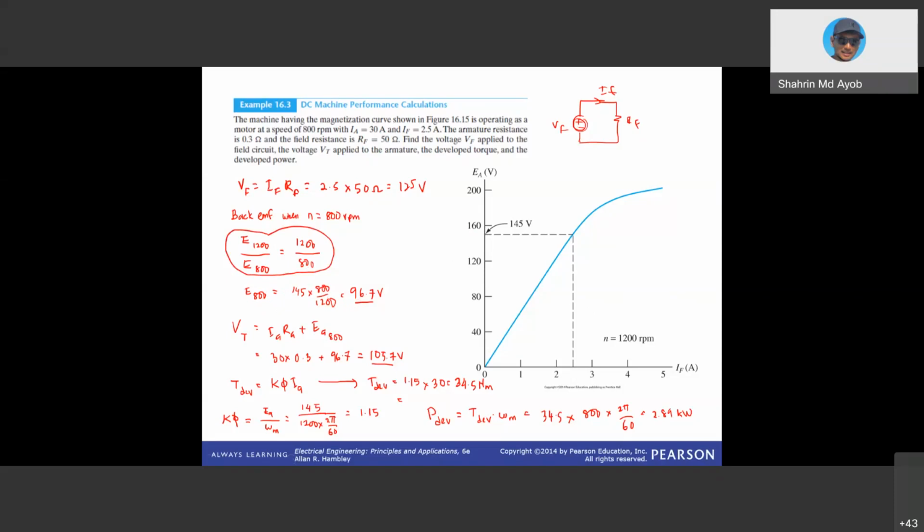Then from that you use the armature circuit. We know that the armature circuit has VT or VA, and we have RA and EA here. So you use KVL, and IA is given as 30 amperes, RA is also given as 0.3, and EA you have already obtained as 96.7. From that you can calculate the terminal voltage, which is around 105.7 volt.